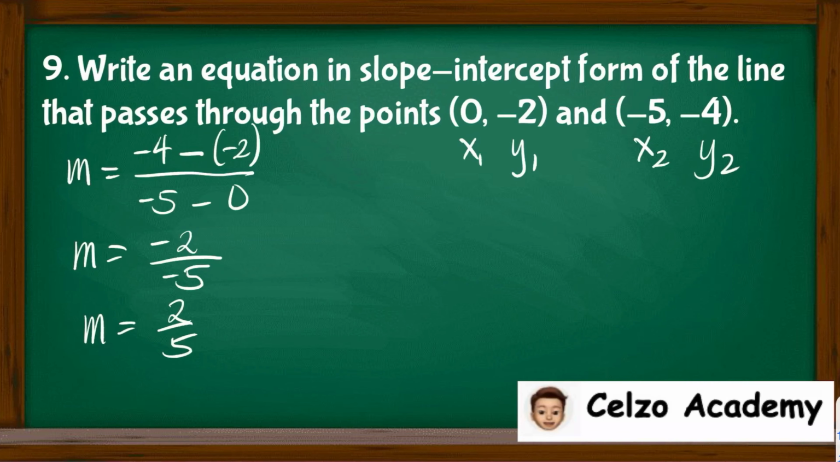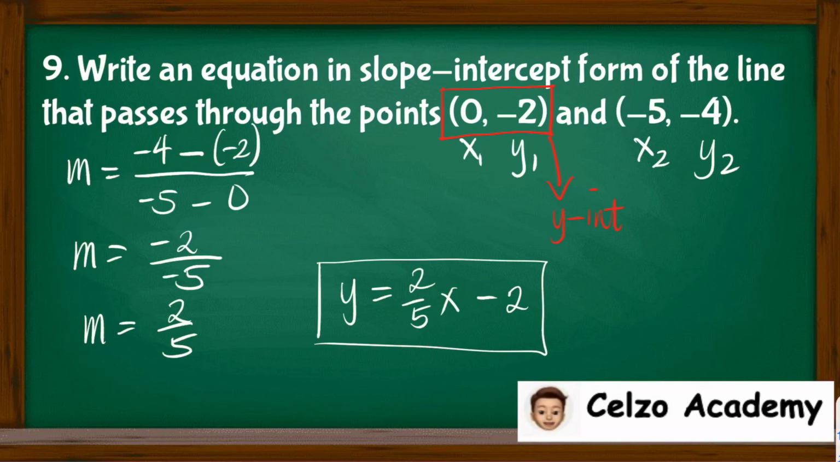Now, the y-intercept in this problem is already given from the point. Given this (0, -2), this means that -2 is the y-intercept. So the equation of the line is y is equal to m is 2/5, so we have 2/5 x, and the y-intercept is -2. So y equals 2/5 x minus 2 is the equation of the line.